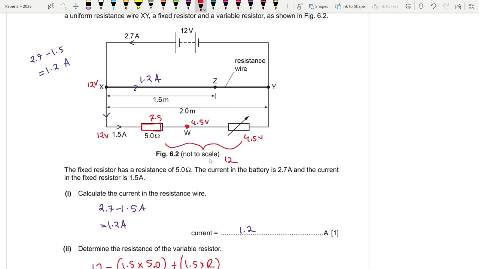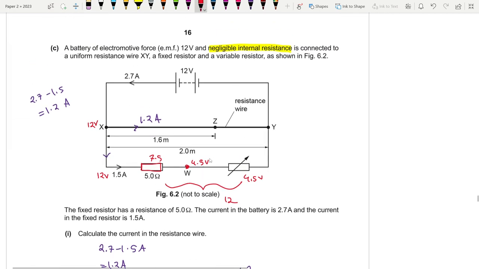Okay. Now let's talk about the wire. How much is it taking up? We know that resistance is proportional to length, right? So can we do this? 1.6 divided by 2 times the total voltage. 1.6 by 2, that's the fraction that it's taking up of the total length, times 12 gives you a value of 9.6. So this red part is taking up 9.6 volts. Okay, so how much is left afterwards? 12 minus 9.6 gives you a value of 2.4. So if you find out the potential drop between these points, it's basically going to be 4.5 minus 2.4, which is a value of 2.1.